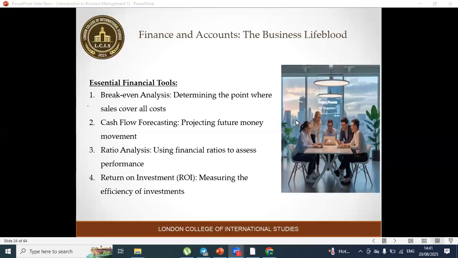Ratio analysis, using financial ratios to assess performance from the beginning to the middle until the end. And of course, you can classify them by months. For example, if you start your project in January, you will find in February how much you earned, then March, then April, then May, until December. Return on investment, ROI. This one is one of the most important abbreviations that you need to know, measuring the efficiency of investments.